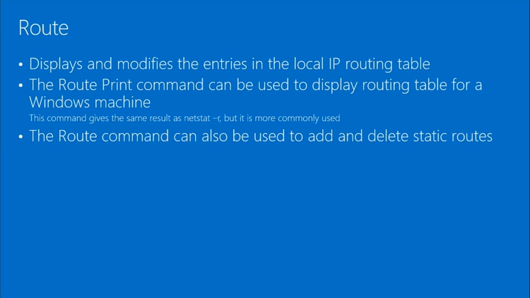The route print command can be used to display the routing table and is very similar to netstat -r. The route command can also be used to add and delete static routes, and we'll talk about the difference between static and dynamic routes later. It's very exciting. You should stay tuned.